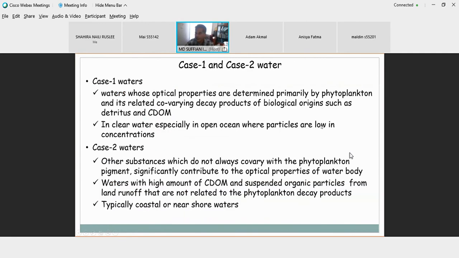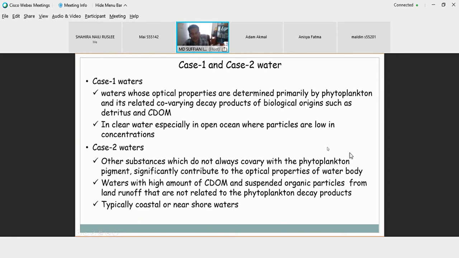And then Case 1 and Case 2 water, pernah dengar kan sebelum ni? Dengan you intro to marine science ada kan Case 1, Case 2 water. Subjek intro to marine science ada terangkan pasal Case 1, Case 2 water. Saya ingat student marine science pada tahu what is a Case 1, what is a Case 2 water.